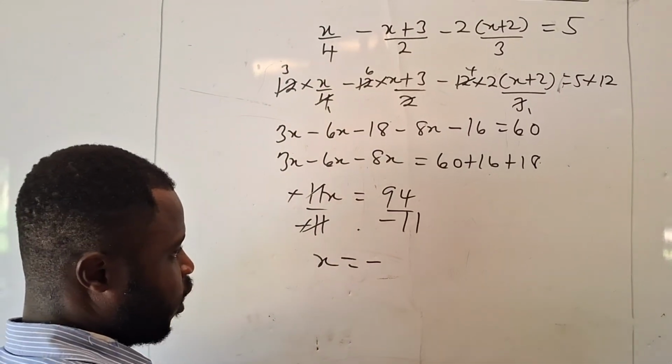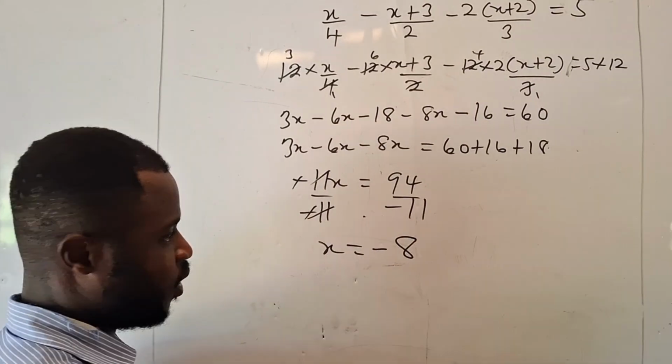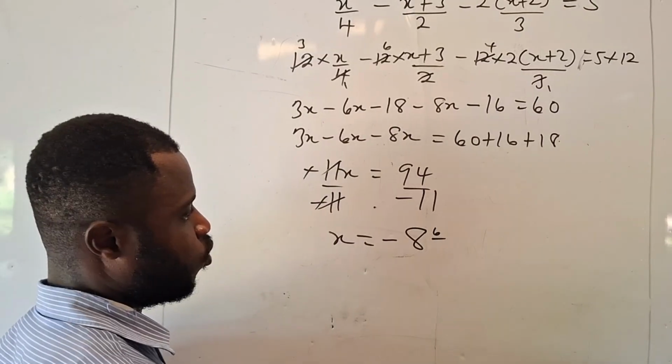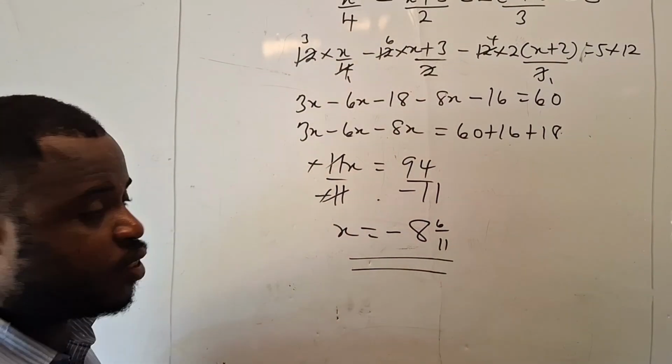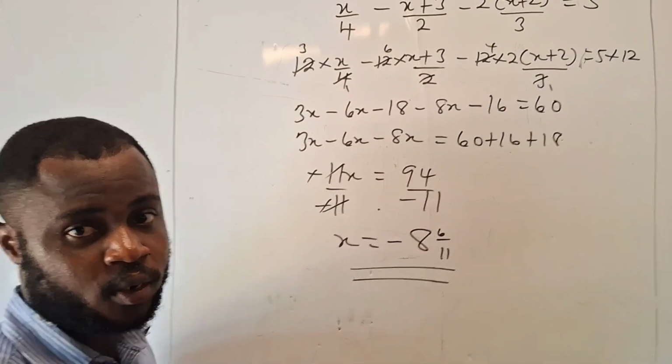Now 11 can go into 94 how many times? 8 times. 11 times 8 is 88. So remainder 6. So remainder 6 out of 11. So this is how this question is also solved. Let's take another one.